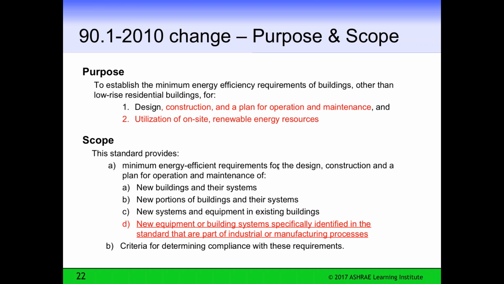And a major change in the scope was that new equipment or building systems specifically identified in the standard that are part of industrial or manufacturing processes are now included in the standard. It used to be excluded. The biggest change there was computer rooms and computer systems. This has been subject for a lot of debate and meetings.